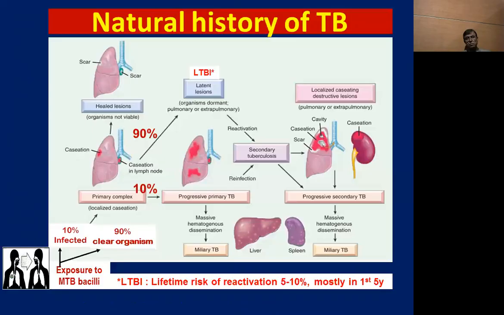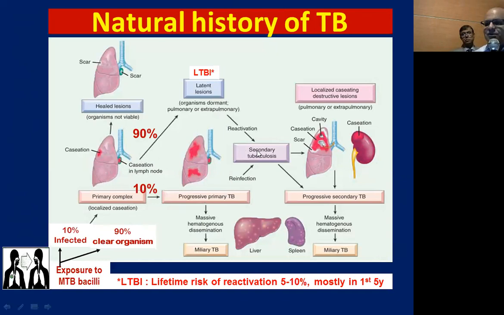The natural history of TB: we get exposed to TB bacilli. 90% of people clear the organism, 10% of people get infected. Of those, 90% go on to latent disease and 10% go on to progressive primary disease. Here's where bacillemia happens, and then the bacilli spread to the liver, to the brain, and cause illness later on.